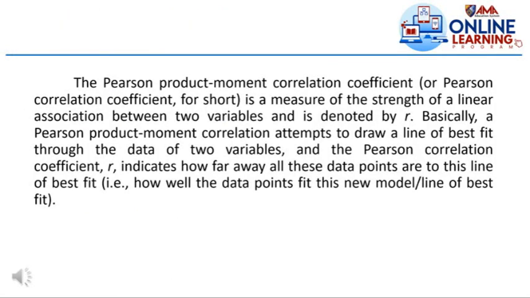The Pearson product moment correlation coefficient, or the Pearson correlation coefficient for short, is a measure of the strength of a linear association between two variables and is denoted by the small letter R. Basically, a Pearson product moment correlation attempts to draw a line of best fit through the data of two variables. In the Pearson correlation, R indicates how far away all these data points are to this line of best fit. Okay. So we have here the best fit. Yung line na tinutukoy dyan or sinasabi dyan is yung linear line kanina sa scatter plot.